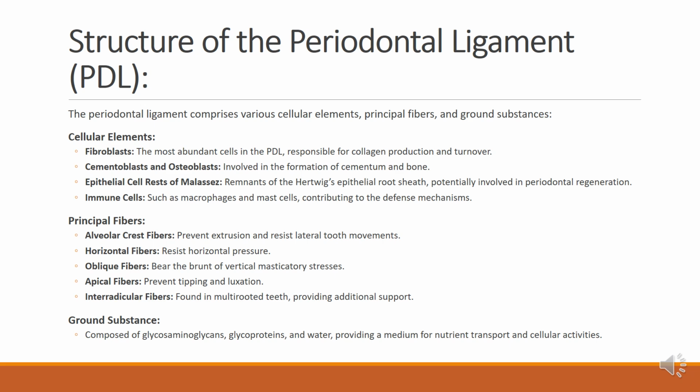Principal fibers are alveolar crest fibers, which prevent extrusion and resist lateral tooth movements. Horizontal fibers that resist horizontal pressure. Oblique fibers which bear the brunt of vertical masticatory stresses. Apical fibers that prevent tipping and luxation, and interradicular fibers which are found in multi-rooted teeth and provide additional support. Ground substance is composed of glycosaminoglycans, glycoproteins, and water, providing a medium for nutrient transport and cellular activities.